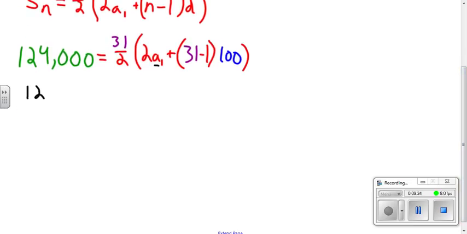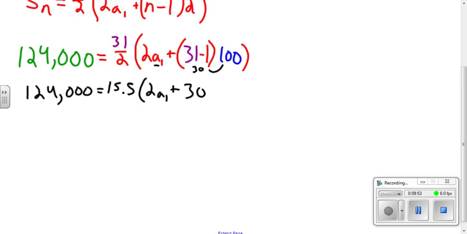So we'd say 124,000 equals 31 over 2 is 15.5 times 2a sub 1 plus 31 minus 1 becomes 30. 30 times 100 is going to be 3,000. Okay, now we'll just distribute this 15.5. So we get 124,000 equals 31 a sub 1 plus 15.5 times 3,000 is going to come out to 46,500.